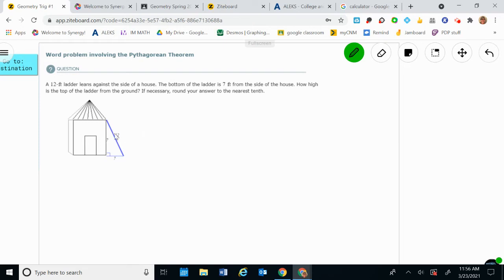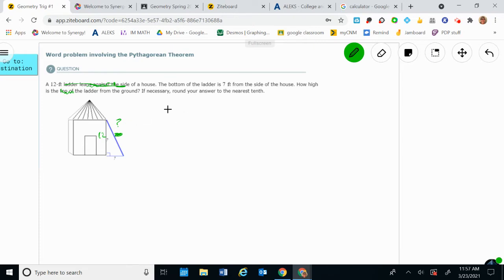what if instead I made this 12? Okay. And then instead, this is the question mark. Okay. So I'm going to say a 12-foot side of the house. There I go. Ready? The 12-foot, forget the ladder, side, the 12-foot side of the house. Okay. The bottom of the ladder is 7 feet. Okay. How high is the ladder? Okay, there. I just changed the problem.